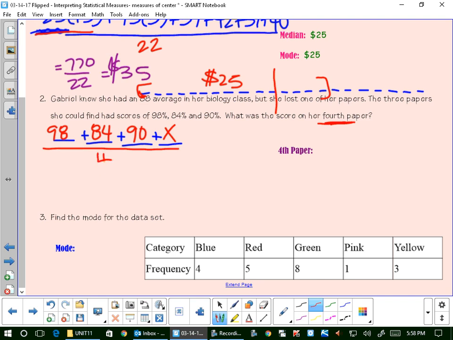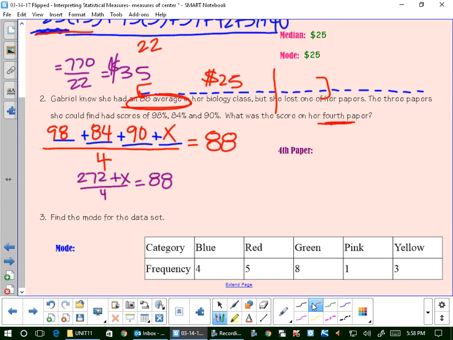We're going to add this up. That's a total of 4 papers, so we're going to divide by 4, and we're going to set it equal to the average she has. She has an 88 average, so I know when I average all these grades, I get an 88. So let's add these together: 98 plus 84 plus 90, okay? That is 272. Now don't forget this plus X divided by 4 equals 88.